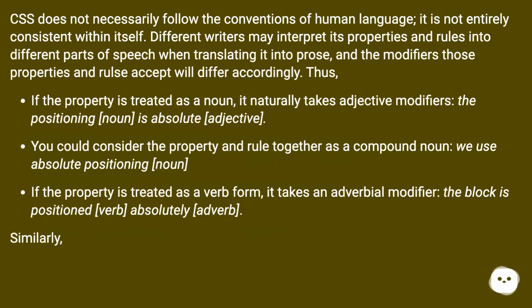CSS does not necessarily follow the conventions of human language, it is not entirely consistent within itself. Different writers may interpret its properties and rules into different parts of speech when translating it into prose, and the modifiers those properties and rules accept will differ accordingly.